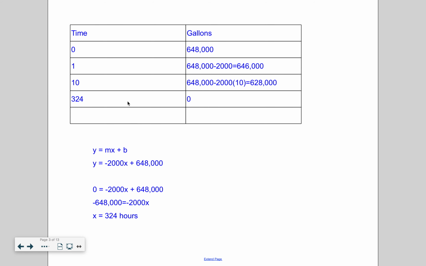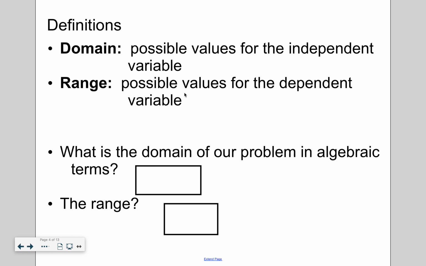Again, to get my equation, I saw the y-intercept in the table. I knew what it was when x was 0, and you can just do 2 points to find slope. So just a reminder that domain is the possible values for the independent variable. Range is the possible values for the dependent variable.